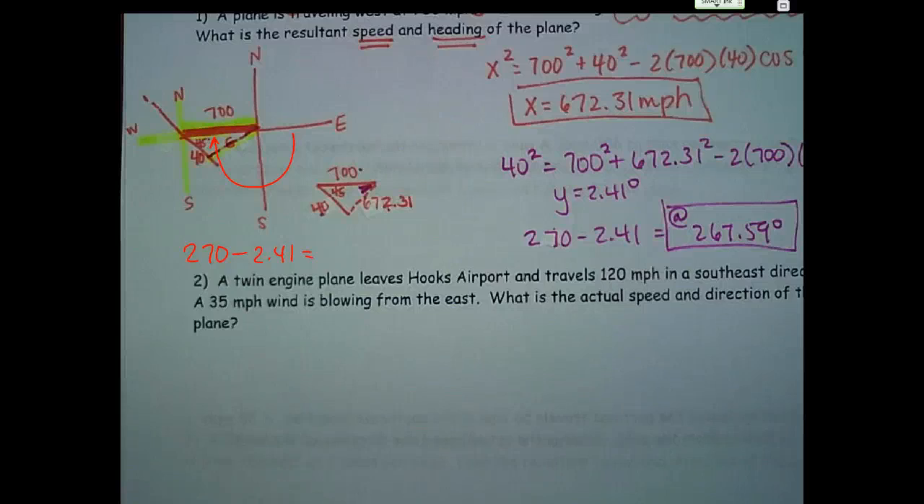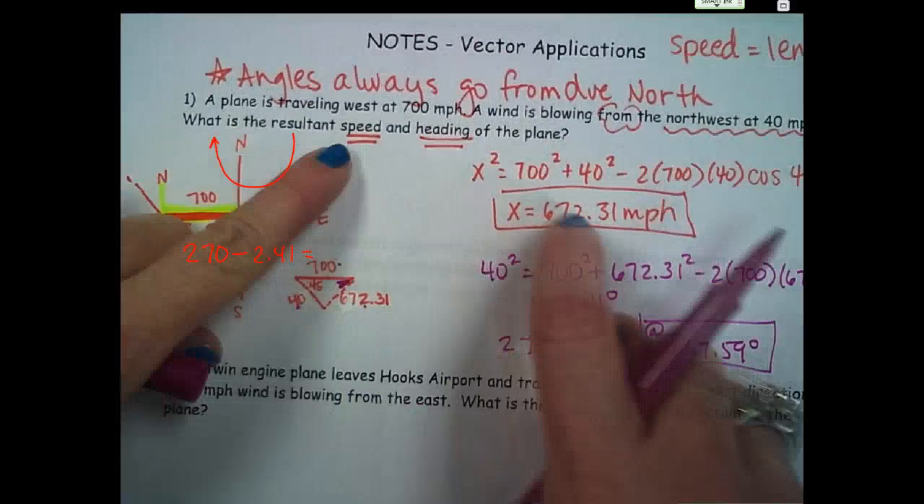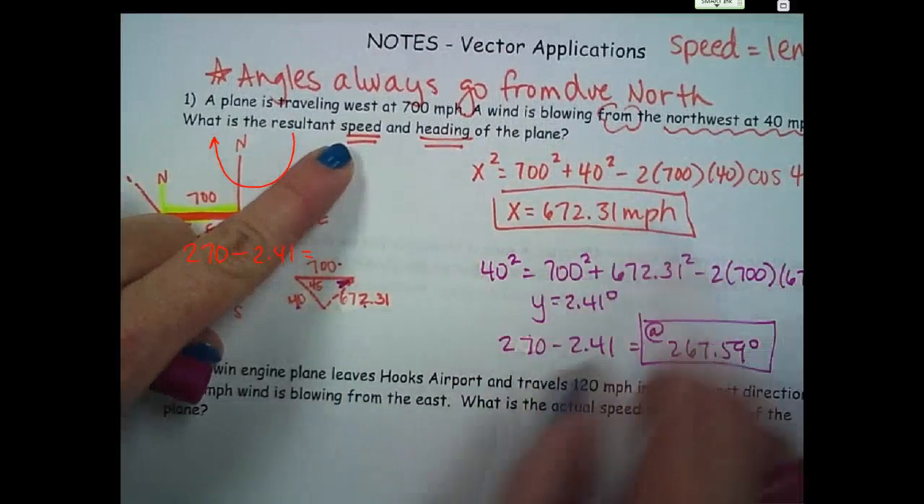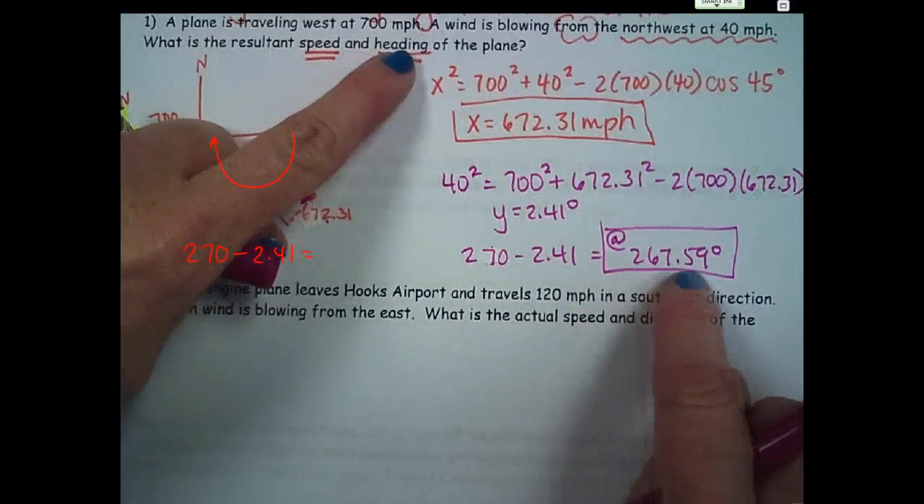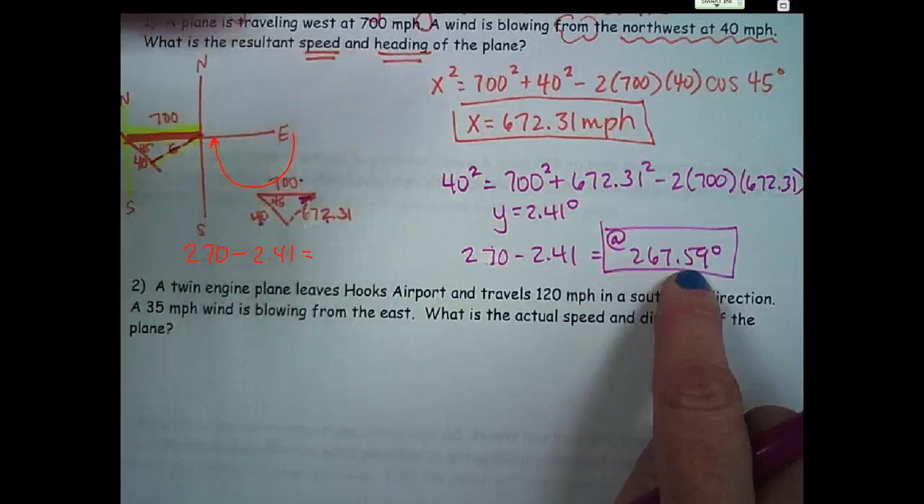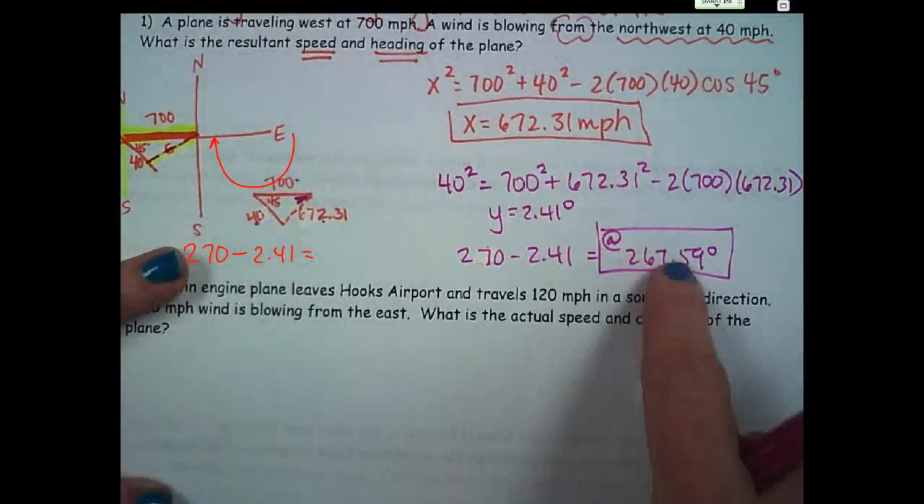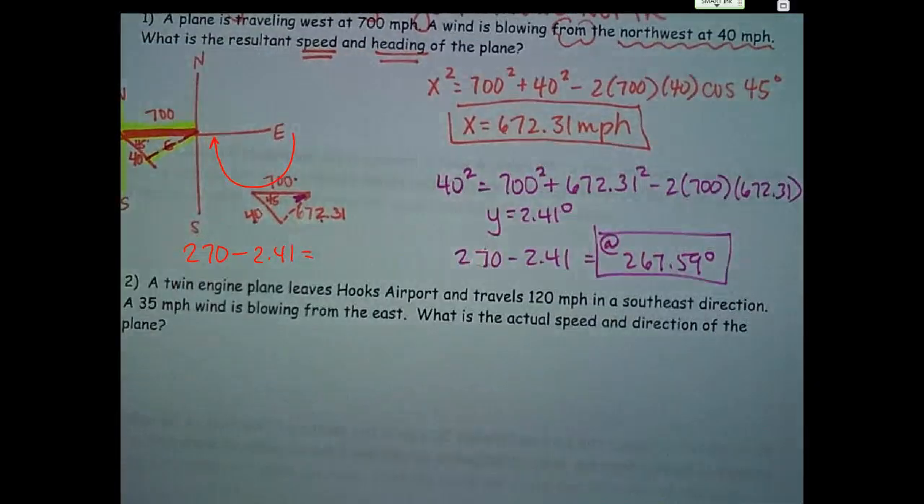Right, let's go to number 2. Ask me again. How do you write the answer? I did. It asks for the speed. There's the speed. Okay, and it asks for the heading, and the heading is 267 degrees. Can we write it with the time? No, there's no time. No. Like you did before. No, I want it just like this.